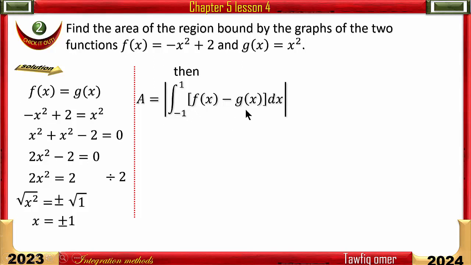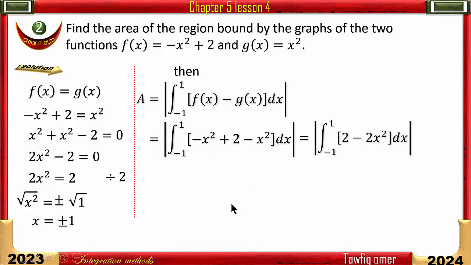f of x minus g of x inside the absolute value. And now replacing the value of f(x) and the value of g(x), it becomes absolute value integration from minus 1 to 1 for minus x squared plus 2 minus x squared. Simplifying, it becomes absolute value from minus 1 to 1 of 2 minus x squared minus x squared, which is minus 2x squared.